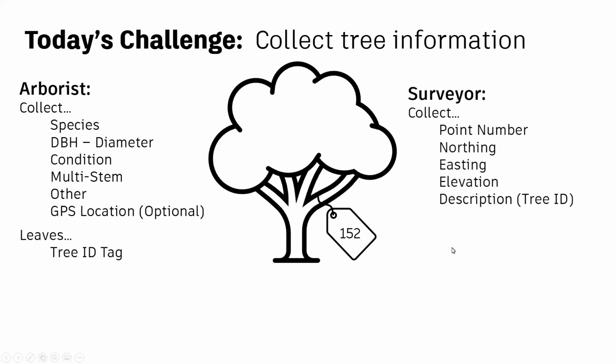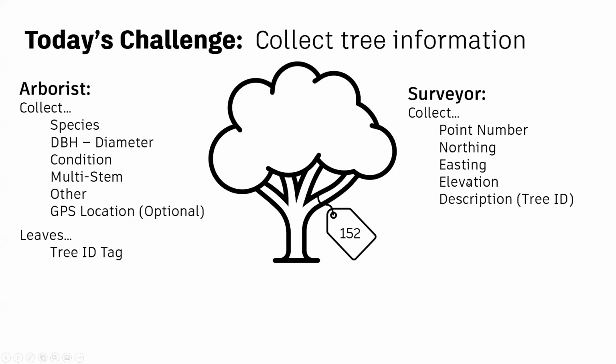We're then going to have a surveyor go out in the field. When the surveyor does topography, picking up roads and edges of pavement and other things that might be out there on the site, they're also going to pick up the tree data. In addition to collecting a much more accurate position for the tree, they are going to use the tree ID that was left by the arborist as the description, so that there is a common value between both people who are out there that we can tie the information together.